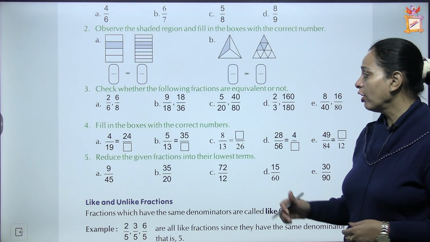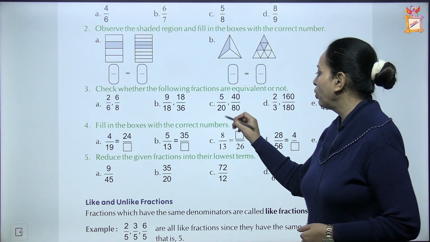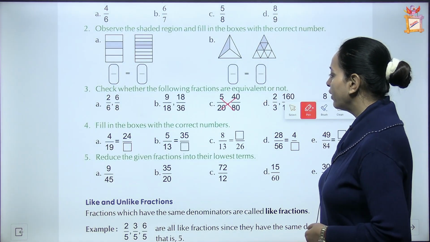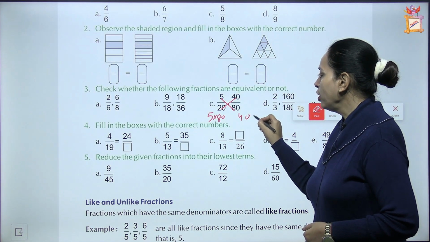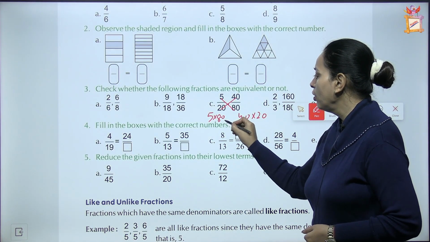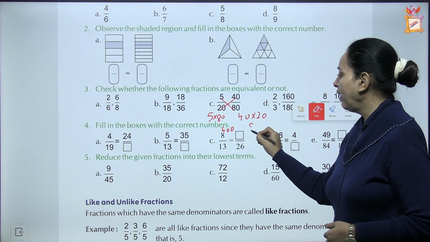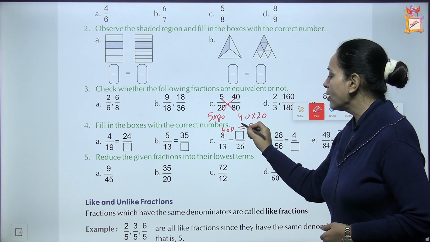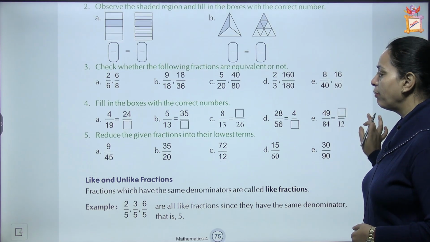Okay, now the third one: check whether the following fractions are equivalent or not. So what will we do? Cross multiply. Like C part, 5/20 and 40/80. Cross multiply: 5 into 80, 40 into 20. So here we are getting 400 and here we are getting 800. So these are not the same. So these are not equivalent. Similarly, you can try the remaining parts.